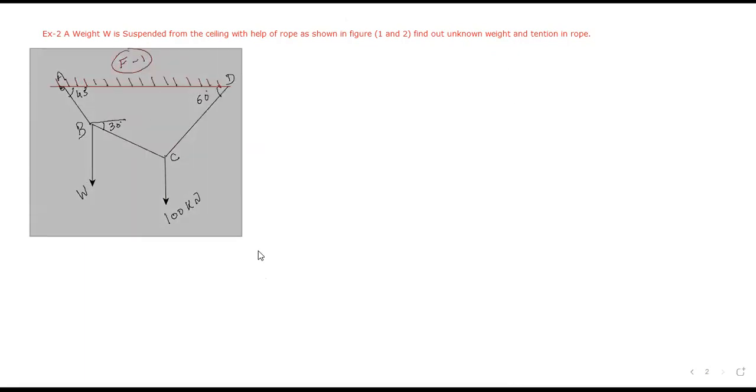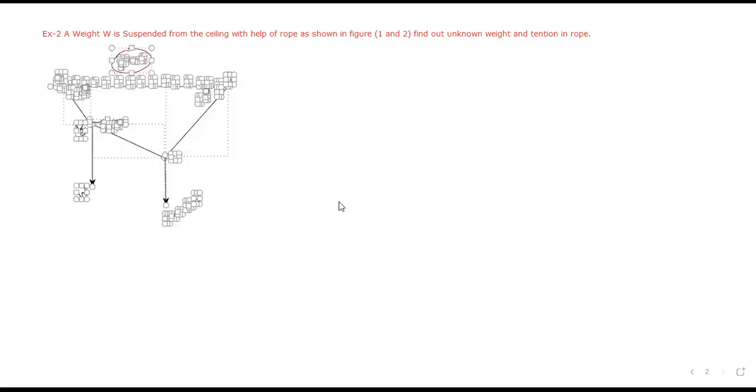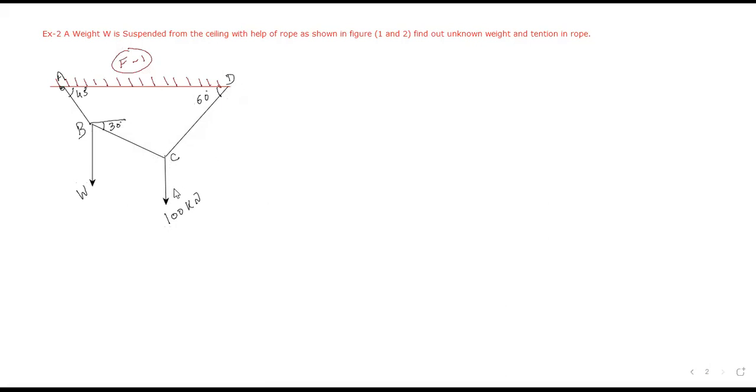Students, are you able to understand? If there is a load acting in downward direction, can I say that there is some resulting force acting in a string or rope in upward direction? Yes or no?